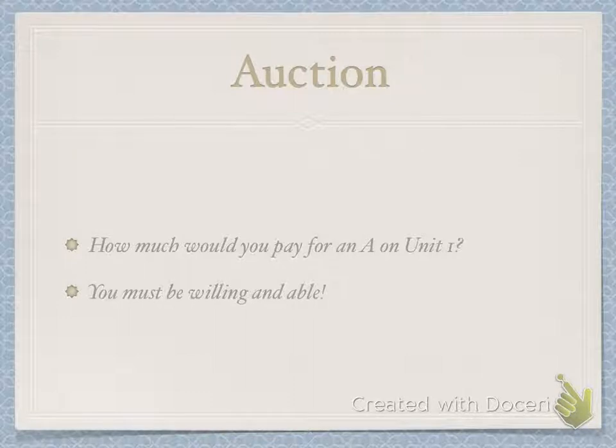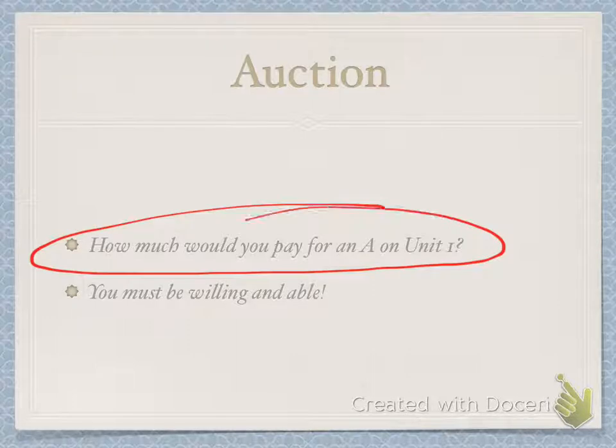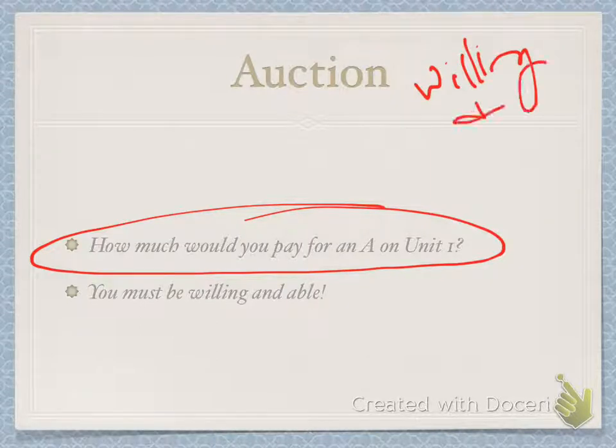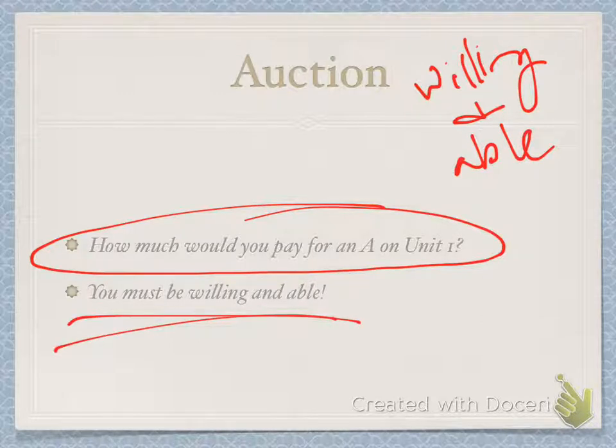If we were in class, I would typically ask for everyone to bid on how much you'd pay for an A on unit 1. Okay? You have to be willing and able. You could say $1 million, but if you don't have $1 million, you're not willing and able. So that's what I mean when I put this down here. And basically what we would then do, when we set up our demand graph, we always put price on the y-axis and quantity on the x-axis.